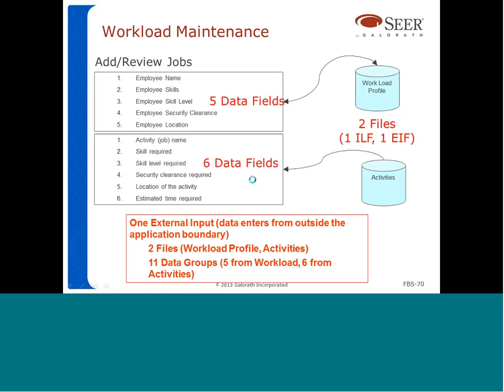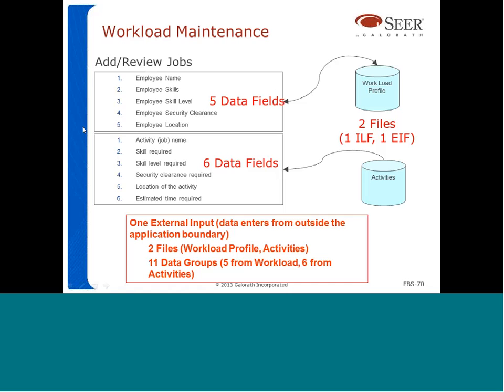Now, when we look at the other transaction, the workload maintenance, this one is a little more complex. Why? Because it involves 2 data files. So when you're adding a new job, sorry, it's not a new job, it's a new job assignment. So you're going to add the employee name, the employee skills, employee skill level, employee security clearance, and employee location, okay? So that information is going to be part of this transaction.